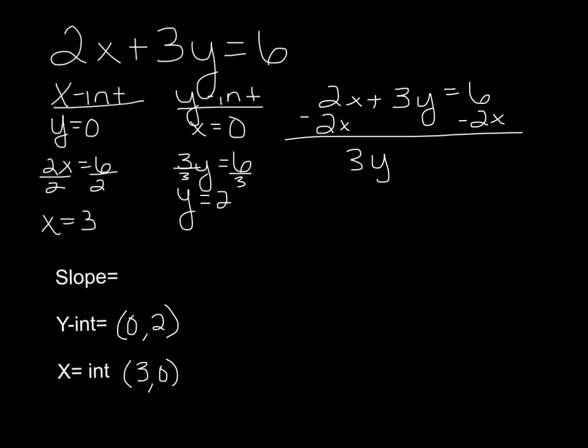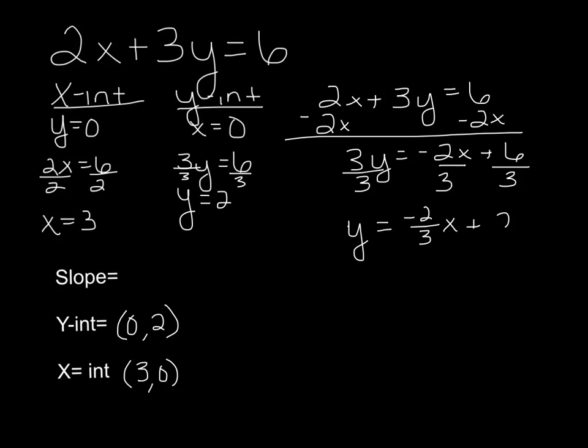That gives me 3y is equal to negative 2x plus 6. Just list your x's first, and the negative goes with the 2. Then we're going to divide by 3. Well, that gives me y is equal to negative 2/3 x plus 2.